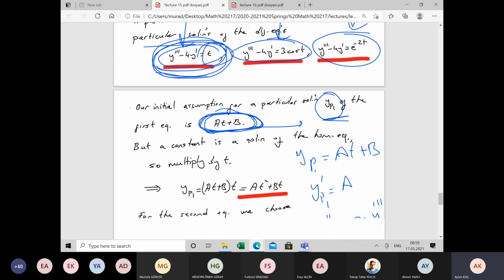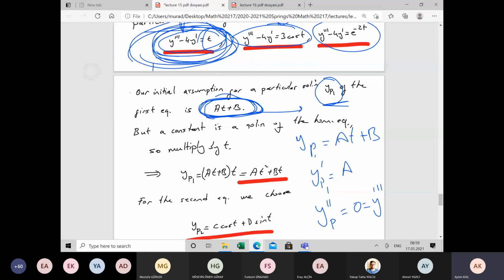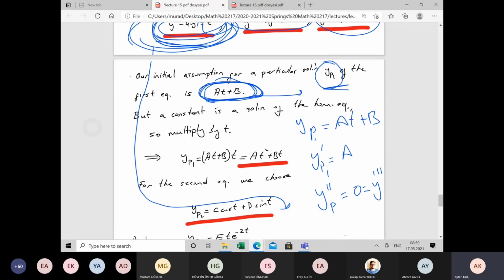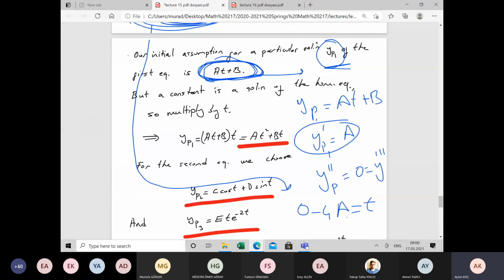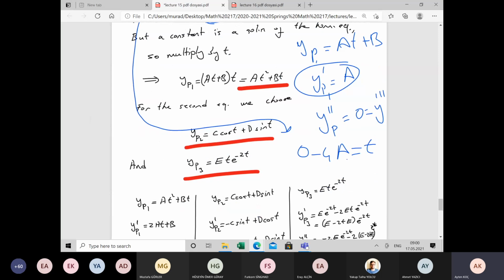Our differential equation is this one, and on the left side we get 0 minus 4 times y prime, where y prime is a, and this should equal t. We obtain minus 4a equals t, but the coefficient of t is 1 on one side and 0 on the other. So 0 equals 1, which is not possible, and we get a contradiction. This means this form is not correct.